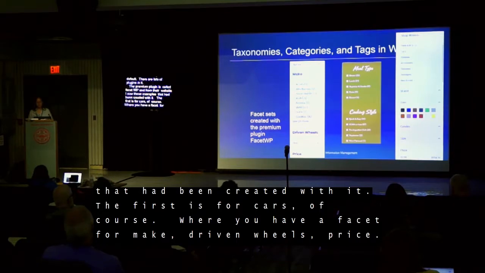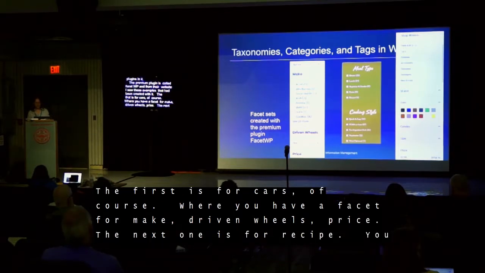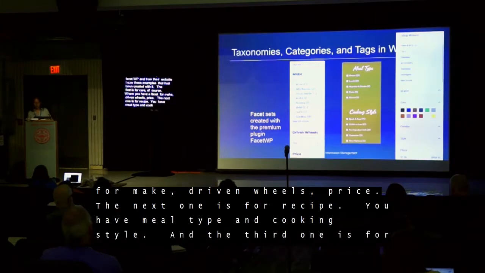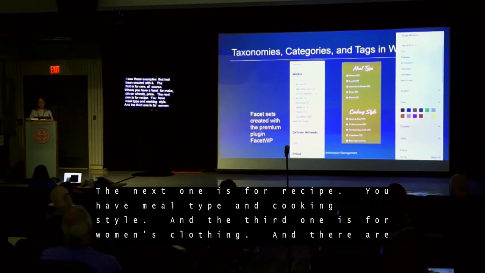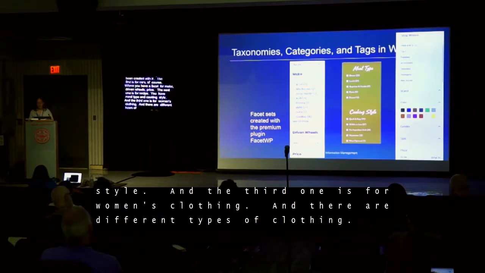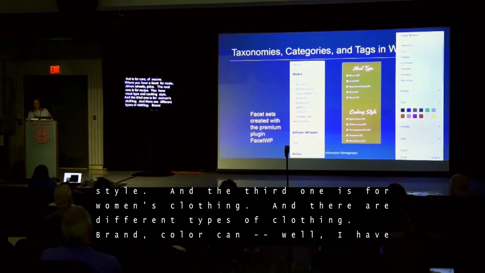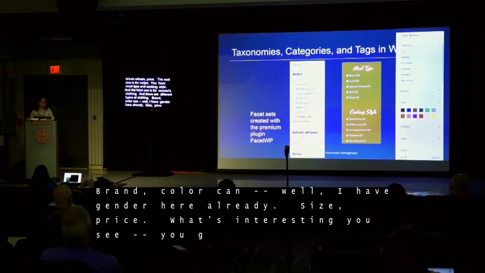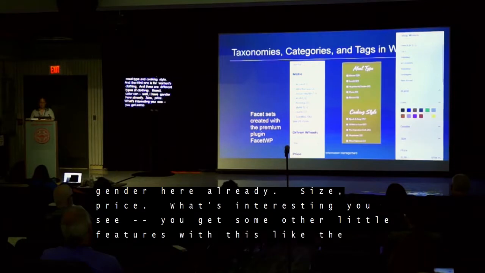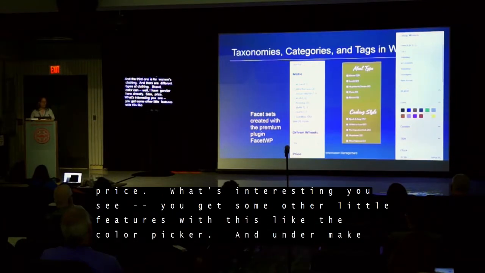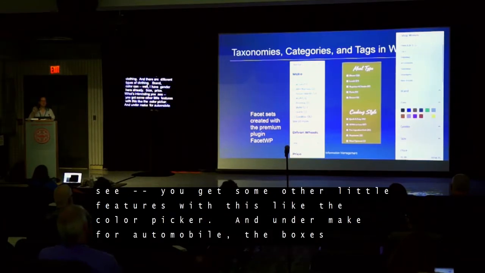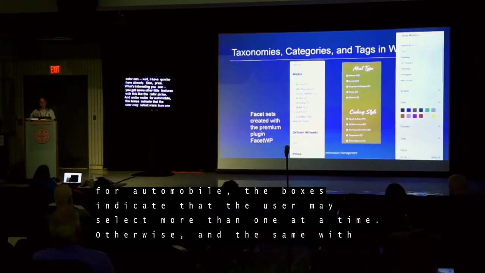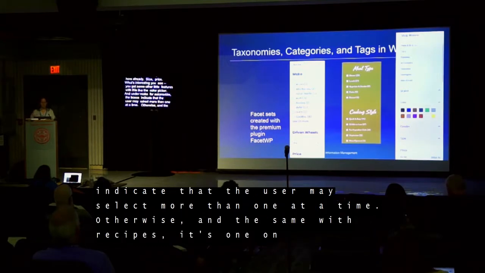The next one is for recipes. We have meal type and cooking style. And the third one is for women's clothing. There are different types of clothing, brand, color. Well, I have gender here already. Okay, size, price. What's interesting, you see, you get some other little features with this, like the color picker. And under make for automobile, the boxes indicate that the user may select more than one at a time. The same with recipes. Otherwise, it's one only.